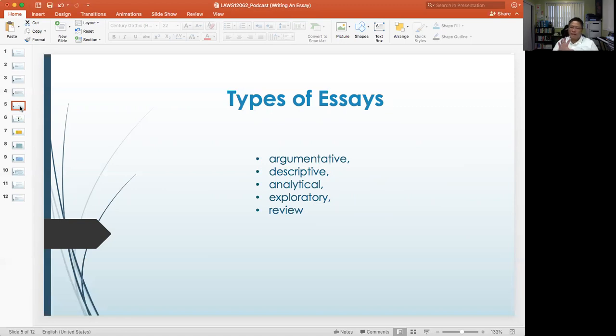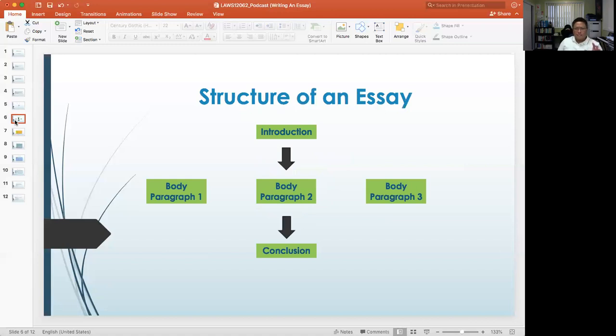So again, you will notice that because there are many types of essays, students have the flexibility of determining what kind of essay he or she wishes to write. And again, the crucial point is that whatever the type of essay it might be, behind that essay is a thesis, a central idea, or a proposition. And I'm going to talk about them more in a short while. So let's talk first about the structure of an essay.